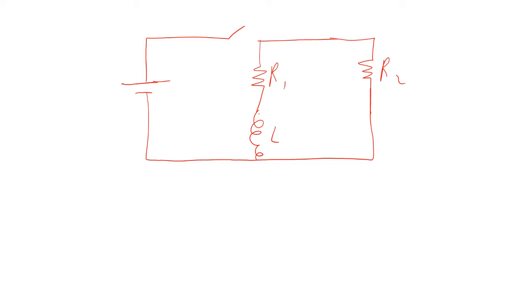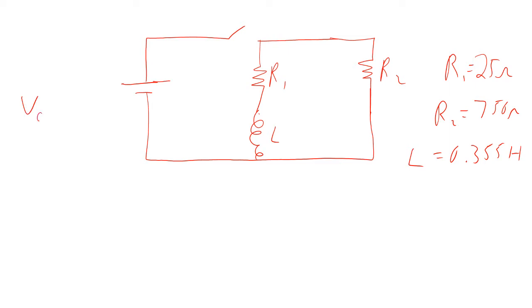Let's say that R1 is equal to 25 ohms, and R2 is equal to 750 ohms, and the inductance is 0.355 henries. And let's say that the voltage over here, V0, is 17.5 volts. And so we're going to say what happens when you first close the switch.